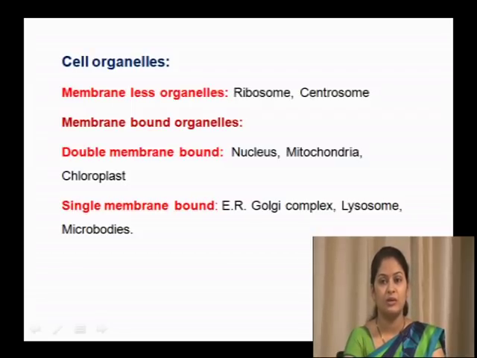Moving on to membrane-bound organelles, they can be classified depending on the number of membranes into double membrane-bound organelles and single membrane-bound organelles. Double membrane-bound organelles mainly include nucleus, mitochondria, and chloroplast because they are surrounded by two separate membrane systems. And single membrane-bound organelles include endoplasmic reticulum, Golgi complex, lysosome, and microbodies.